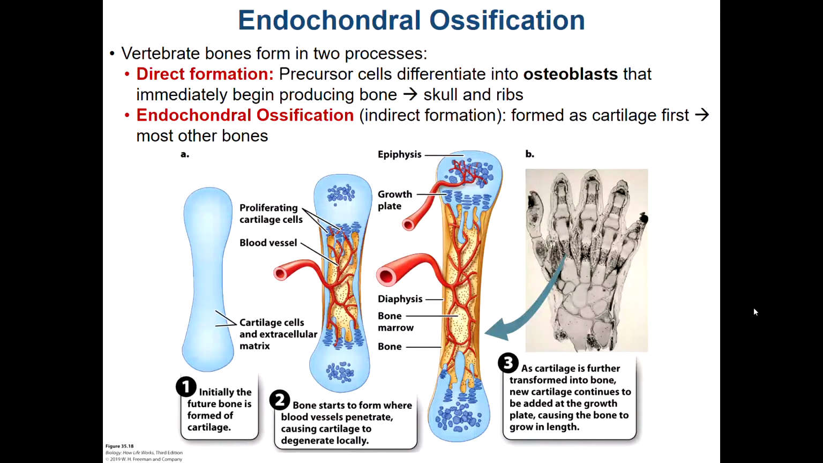The next way that we produce bones is through endochondral ossification, which is an indirect formation. In this indirect formation, we first form cartilage. So if we look at step 1 here, initially the future bone is formed of cartilage. Then the bone starts to form where blood vessels penetrate, causing the cartilage to degenerate locally. So you can see here that we have these blood vessels, which is causing the cartilage to degenerate or break apart. As cartilage is further transformed into bone, new cartilage continues to be added at the growth plate, causing the bone to grow in length. So we can see here that here's our bone where our cartilage has degenerated, but we still have this area of growth that allows bones to continue to grow to a certain length.